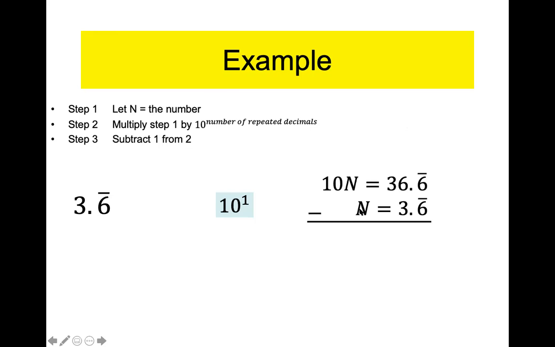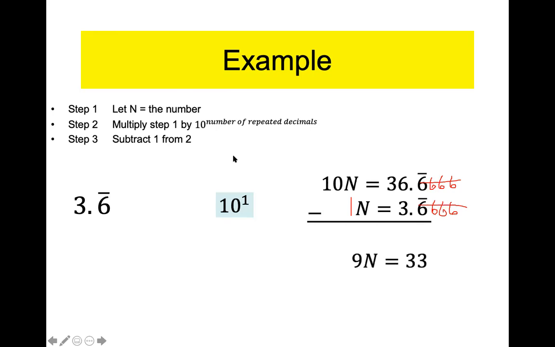So when I subtract these two equations, well, let's see. 10n minus n, and remember there's always that hidden 1. 10n minus 1n is 9n. But look what happens on the right side. This is the magic. It would be a whole bunch of 6s that never stop, a string of 6s over and over again. When you subtract them each time, you get 0. So all of these 6s go away. That's the magic. And 36 minus 3 is 33.